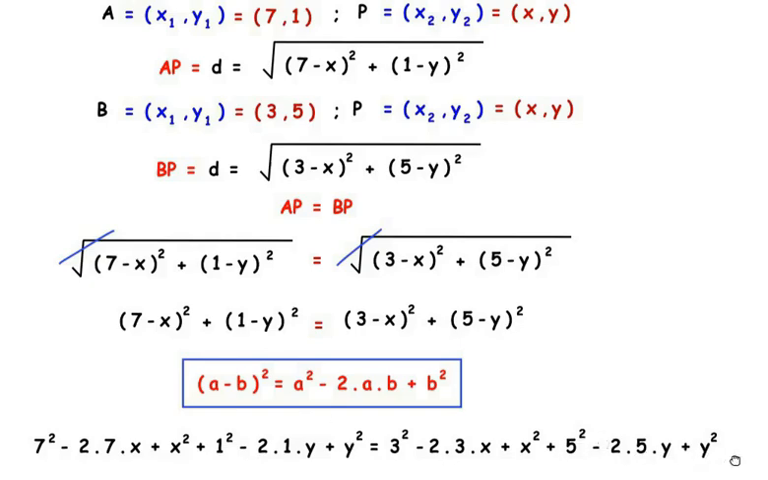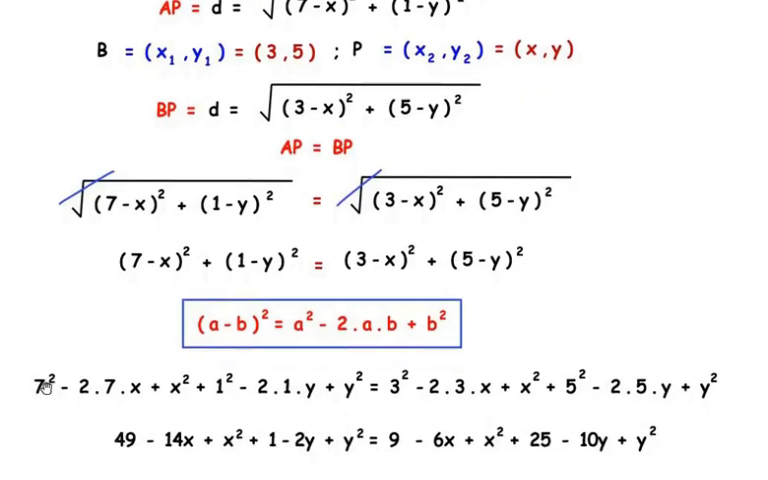Now let us simplify this equation. So here 7 square becomes 49 minus 2 times 7 is 14 and 14 times x gives us 14x plus x square plus 1 square gives us 1 minus 2 times 1 is 2 and 2 times y is 2y plus y square is equal to 3 square is 9 minus 2 times 3 is 6 and 6 times x is 6x plus x square plus 5 square is 25 minus 2 times 5 is 10 and 10 times y gives us 10y plus y square.